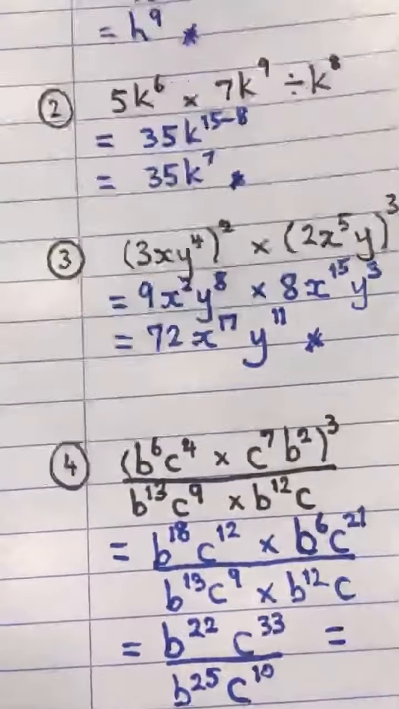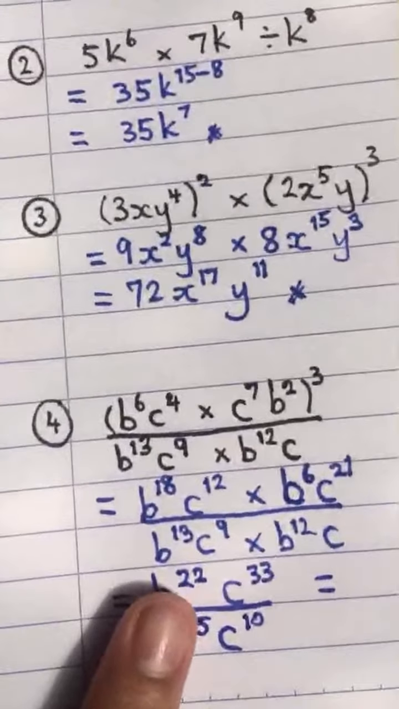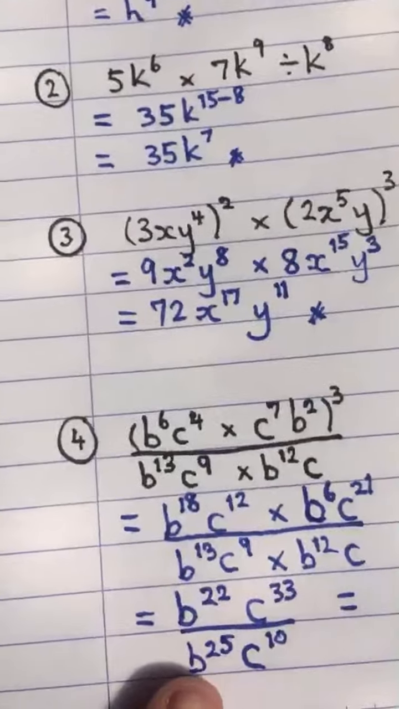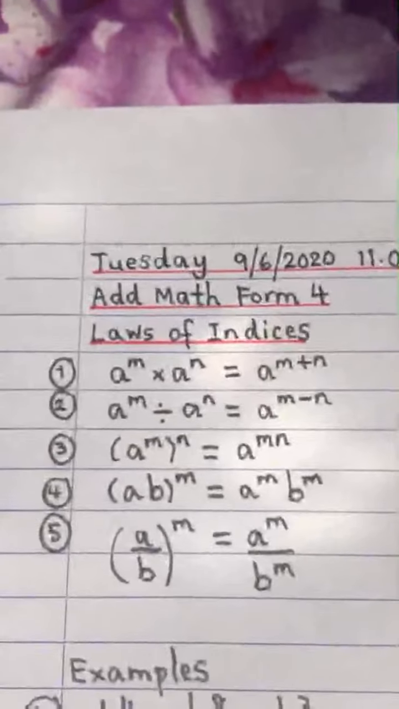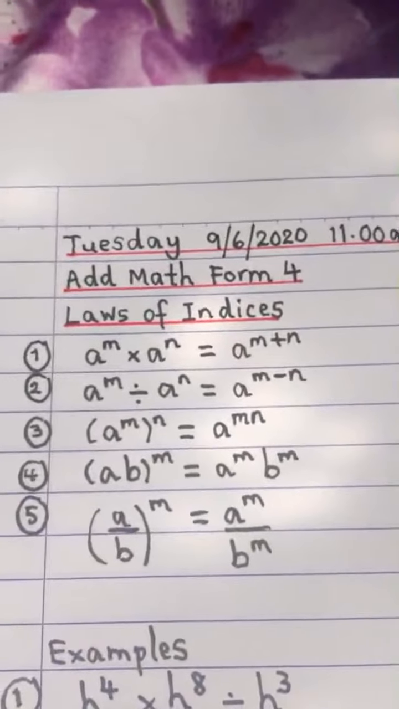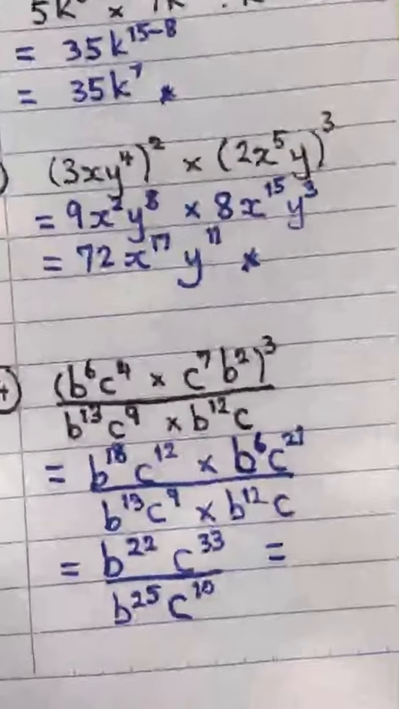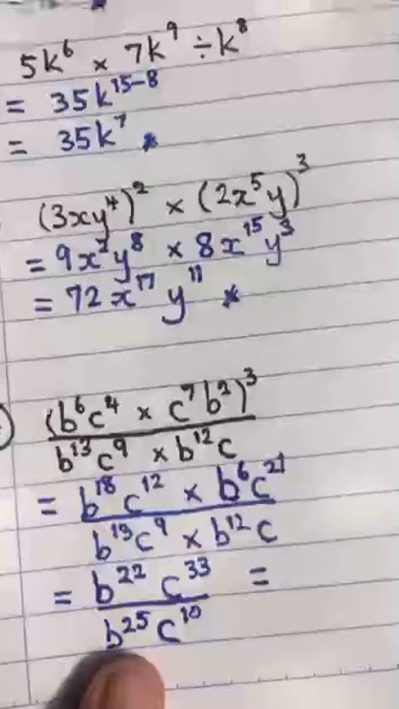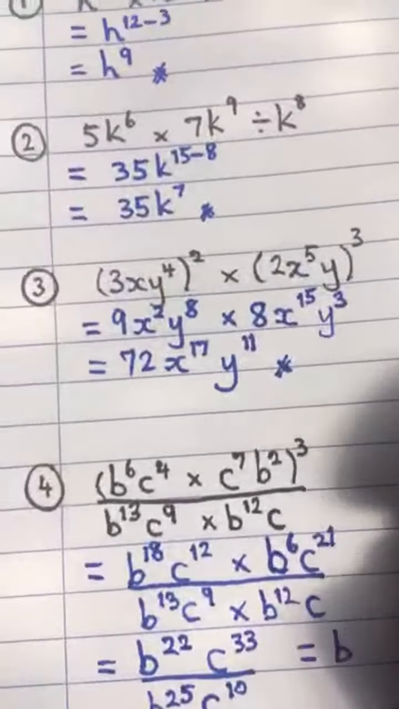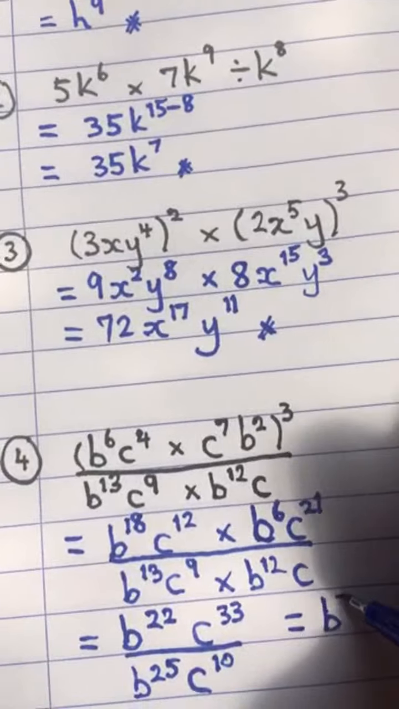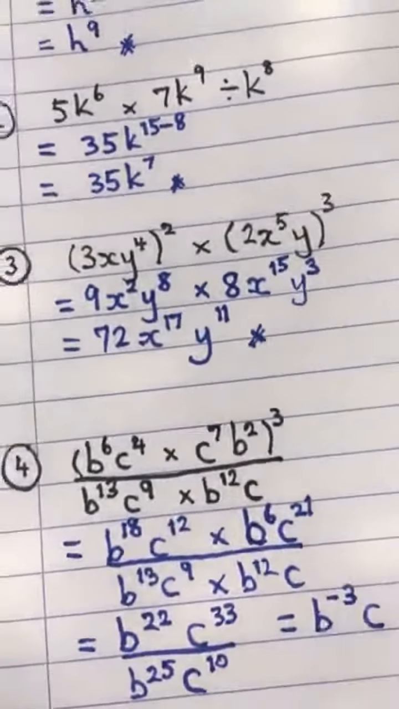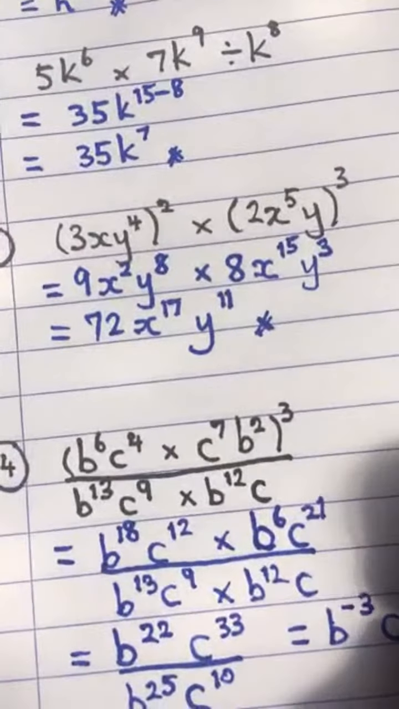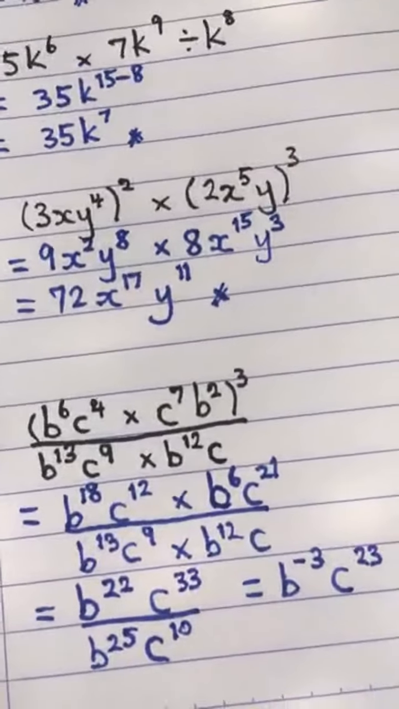Now simplify. You have b power 22, and because this is division, you subtract the powers. Look at law number 2 just now: when you have division, you subtract the power. So b, 22 minus 25 will be negative 3. And then for the c part, you have 33 minus 10, so you will get 23. So this is the final answer.